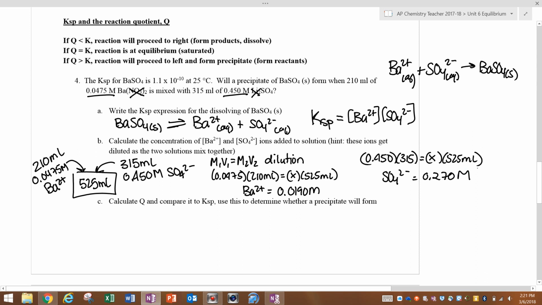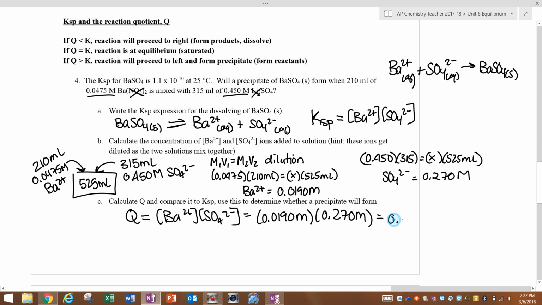Okay, so now that I've got my true molarities of barium and sulfate, I can plug that into my K expression and solve for Q. So Q is just going to be my barium times my sulfate concentration at a given point in time. So my barium is 0.109 molar, and this is 0.270. And if I stop and solve, I get 0.0051. So that's my Q value. And I want to compare it to K. K is 1 times 10 to the negative 10th.